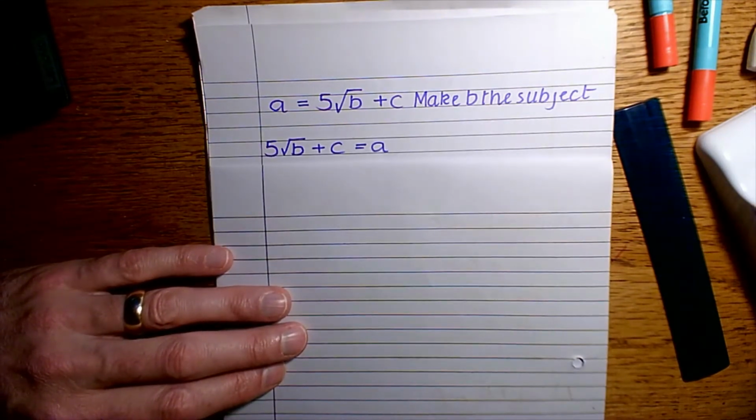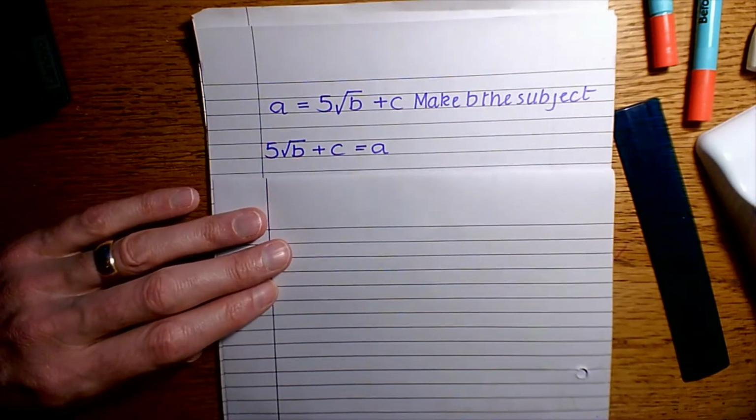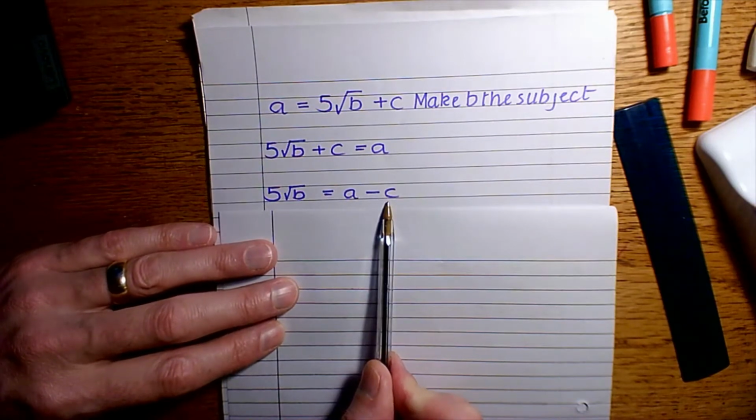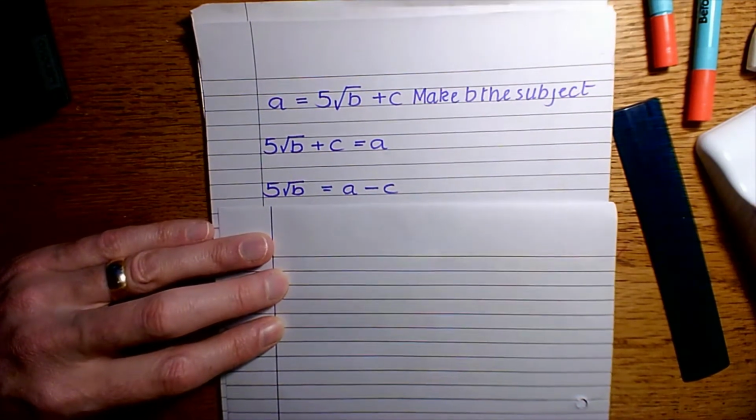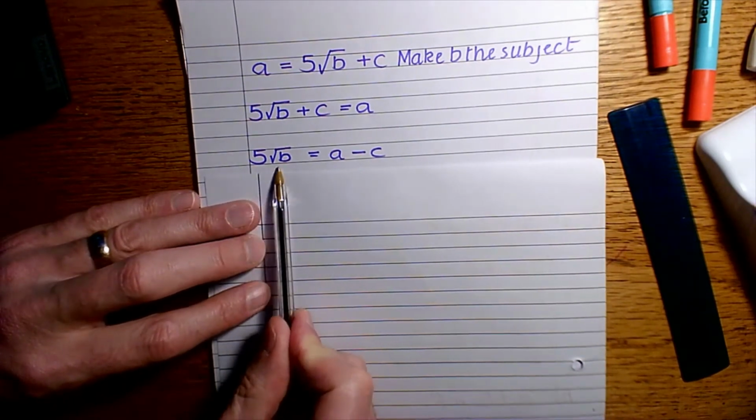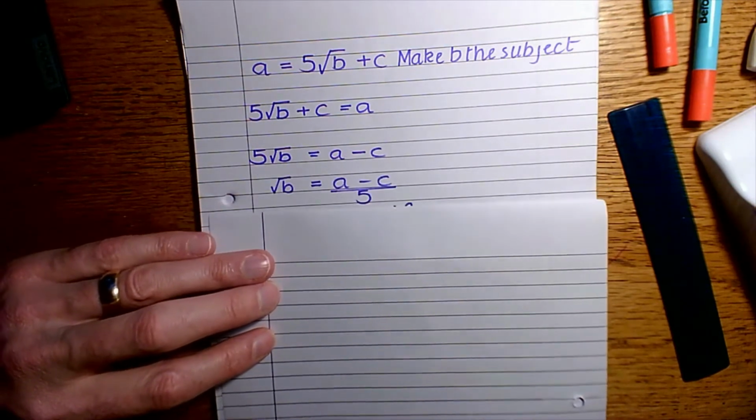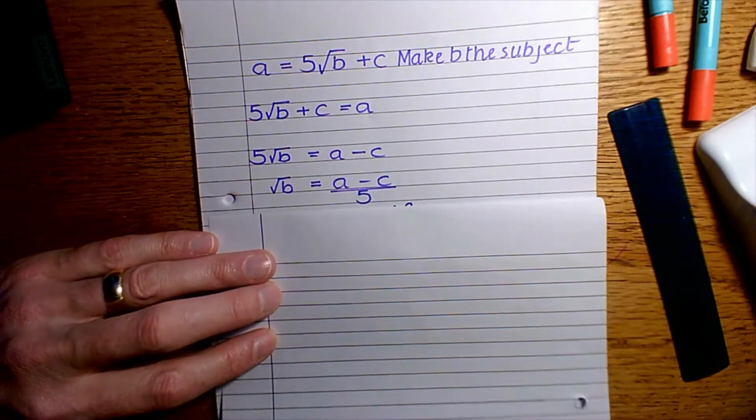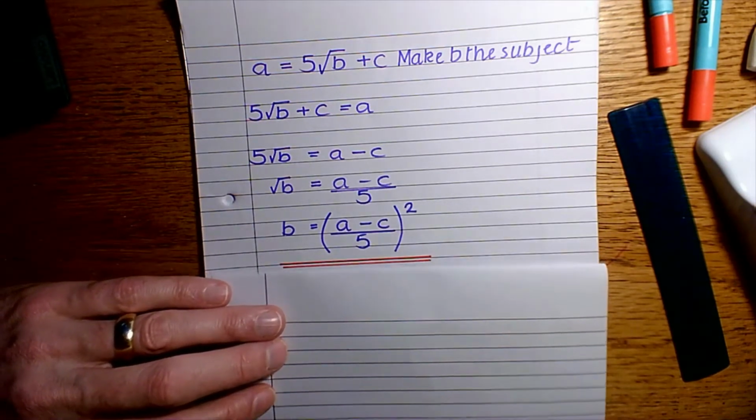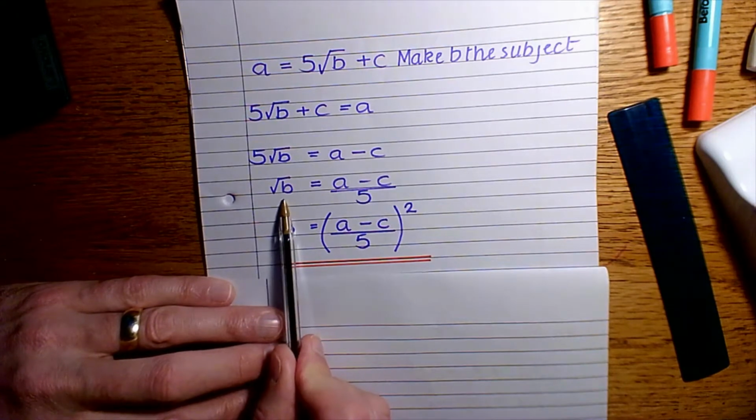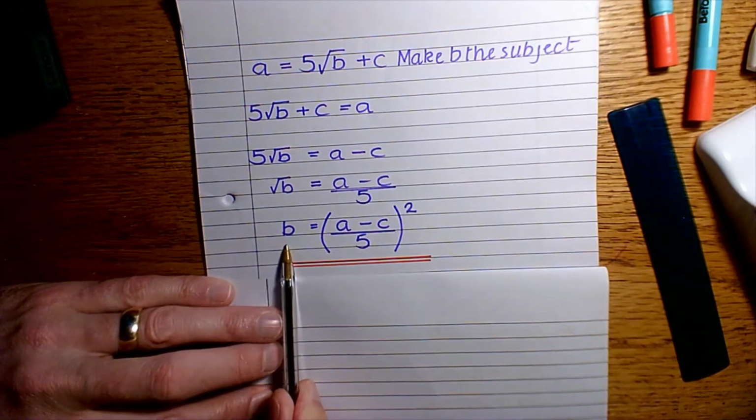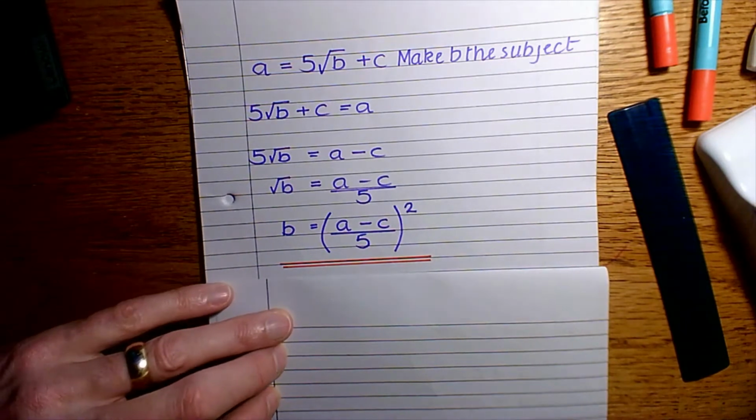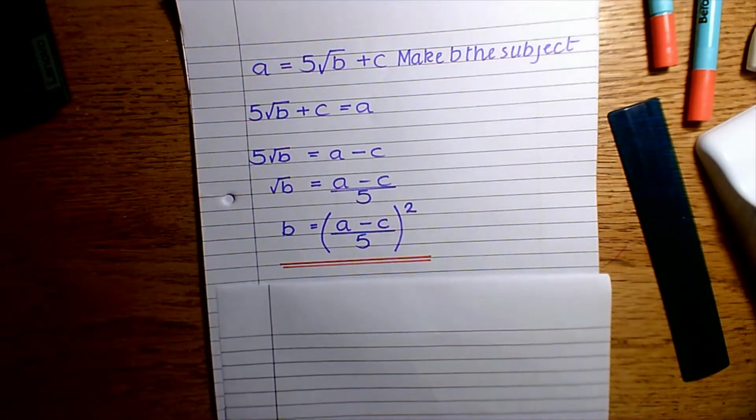We write it the other way around, as we always do. We can take away C from each side so that we've got less left on the left side. We've still got 5 root B though, so we need to divide by 5. Here we are dividing by 5. And finally, we want to get B, so we have got to square that to get B. So we square the whole of the other side. Notice the brackets and the squaring of the whole of the other side.